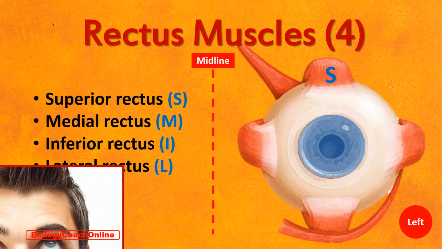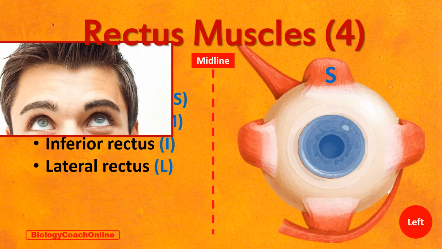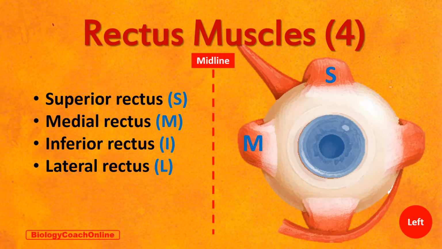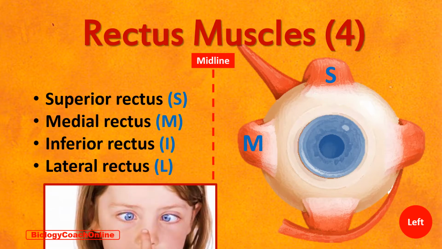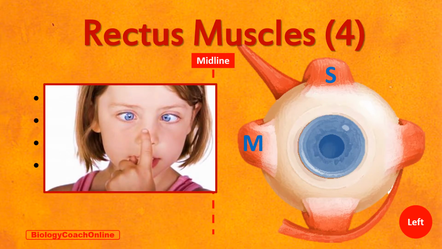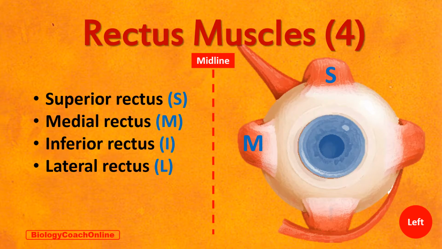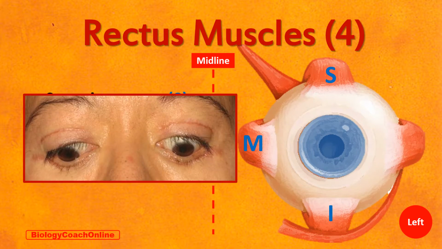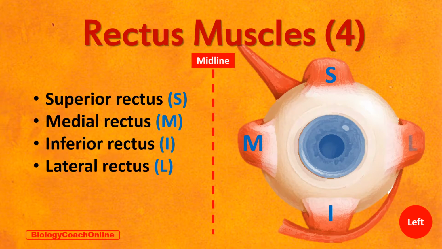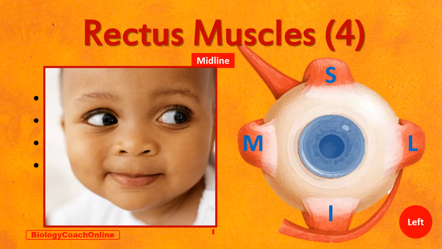And its action is to cause the eyes to look up. The medial rectus, that's nearest the midline, and its action is to cause the eyes to look medially or inward towards the nose, like when you cross your eyes. The inferior rectus, that's at the bottom, or the inferior aspect of the eye, its action is to cause the eyes to look downward. And the lateral rectus, that's on the outer surface, away from the midline, and its action is to cause the eyes to look to the side or laterally.